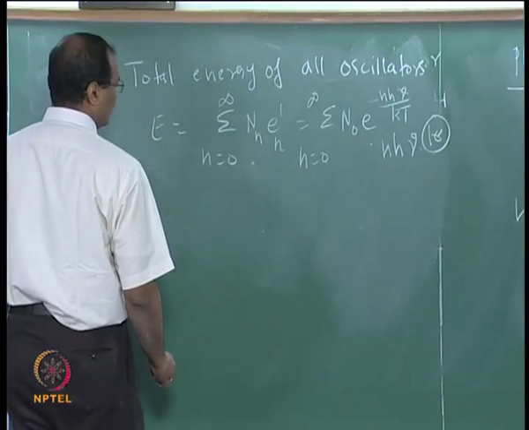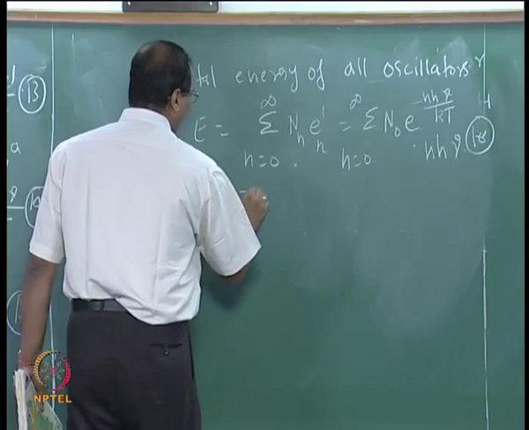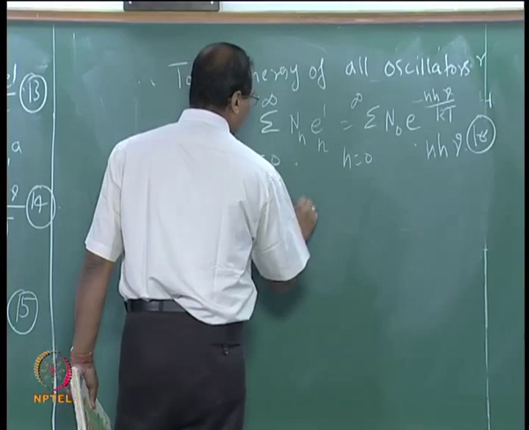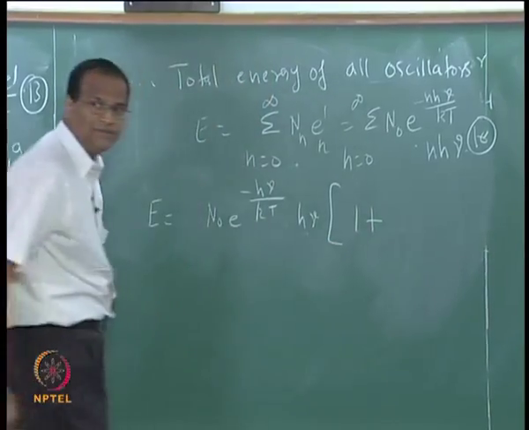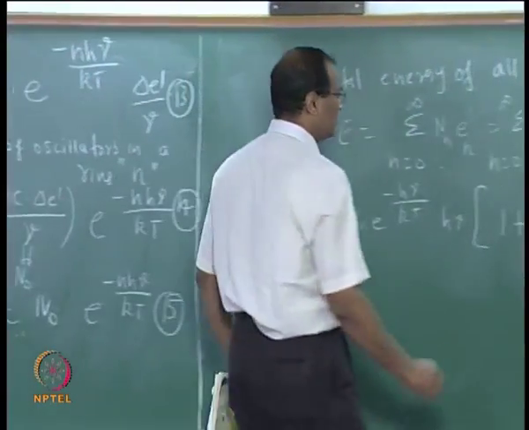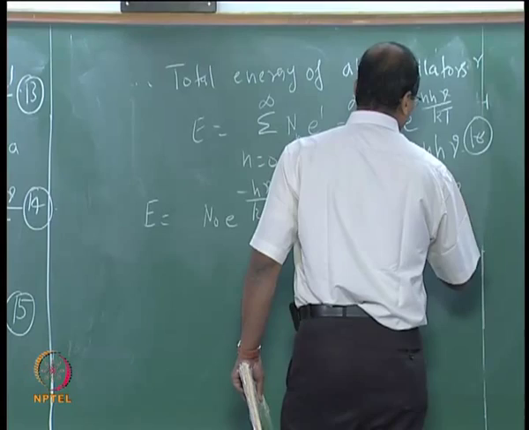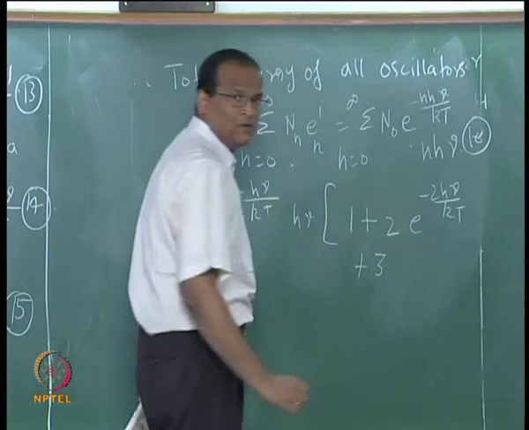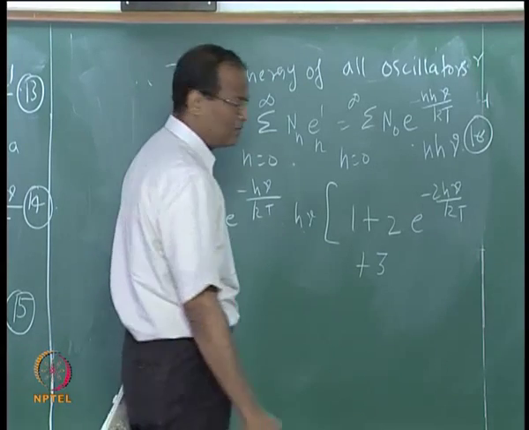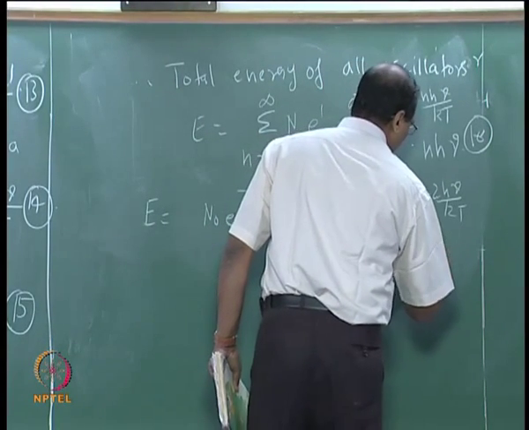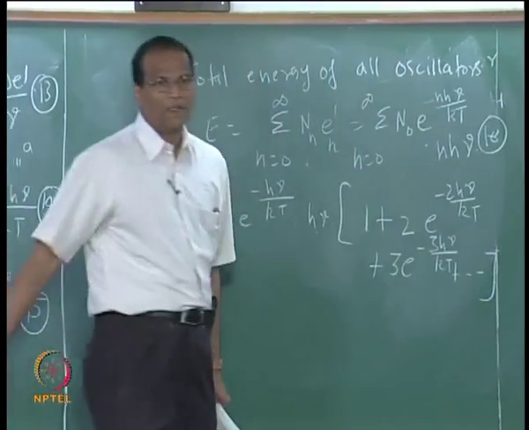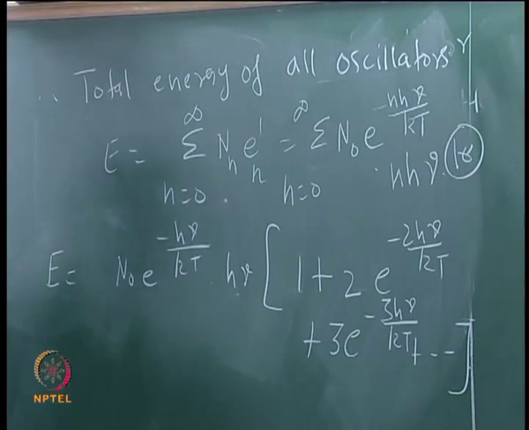So can I take N naught e to the power of minus h nu by kT into h nu into 1 plus, correct, 1 plus 2 into e to the power of, plus 3 into e to the power of... Did I make a mistake? I think it is fine. Yeah, it is all fine, all right.